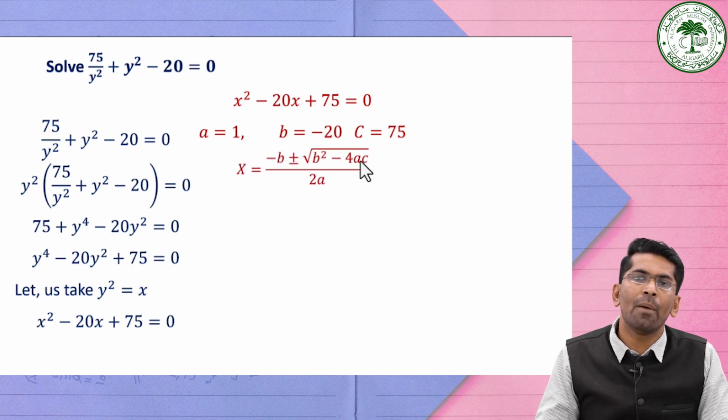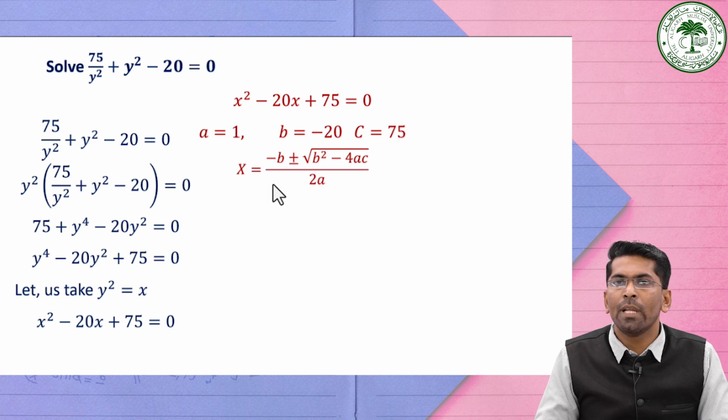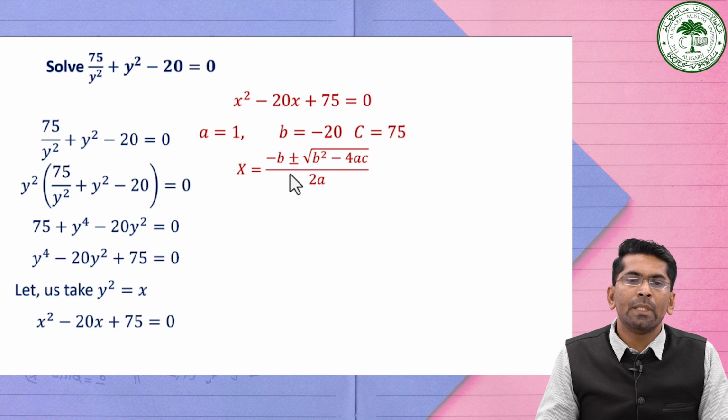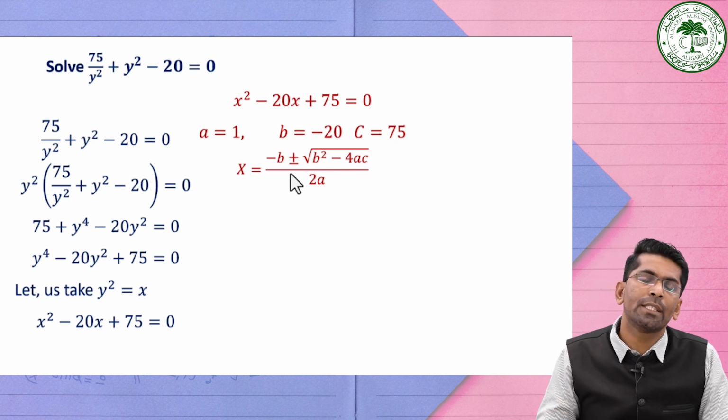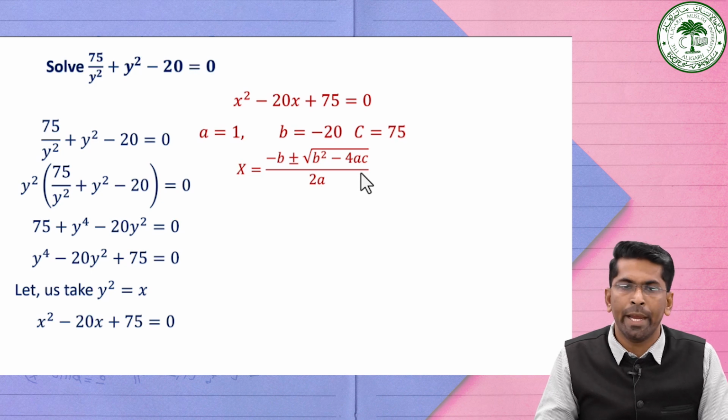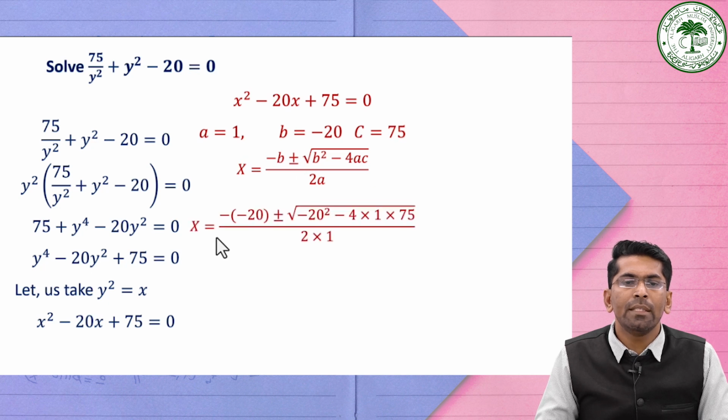We can directly apply the quadratic formula so that we will get the value of x. So here the quadratic formula is x equal to minus b plus or minus under root b square minus 4ac, divided by 2a. We are directly substituting the values of a, b, c here. Then we will have x is equal to minus of minus 20 plus or minus under root 20 square minus 4 into 1 into 75, divided by 2 into 1.